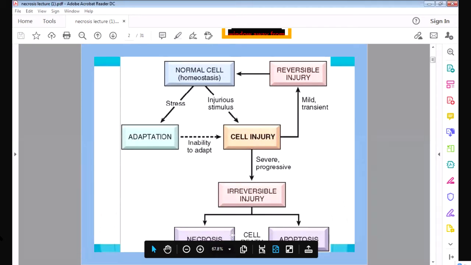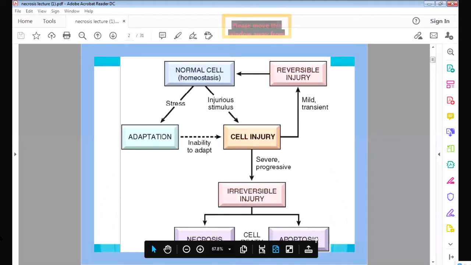The next lecture, at 9 o'clock, Dr. Sauda is taking, that is apoptosis. Okay. So what is the difference? Both are cell death, but what is the difference? Necrosis means the cell dies due to injury. And apoptosis means the cell kills itself. That is suicide.